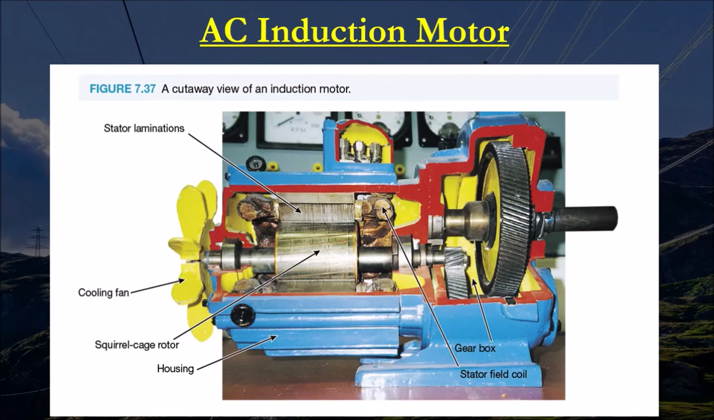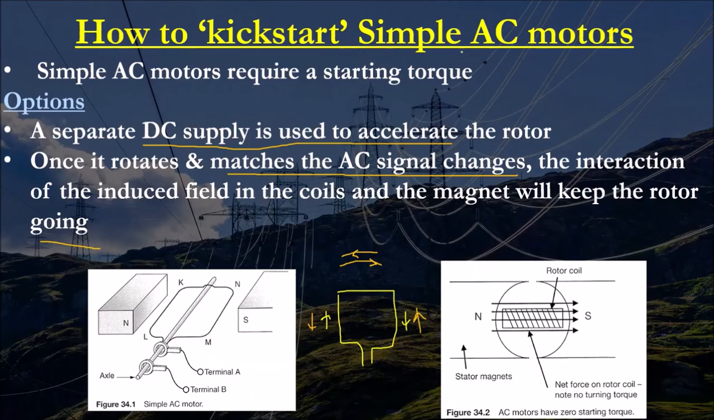So this is the next bit, which is the AC induction motor. Remember, an AC induction motor is different from an AC motor. The main difference is, in an induction motor, there won't be any commutators attached. So in an AC motor, there are commutators.